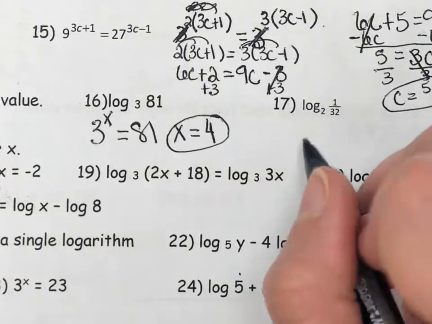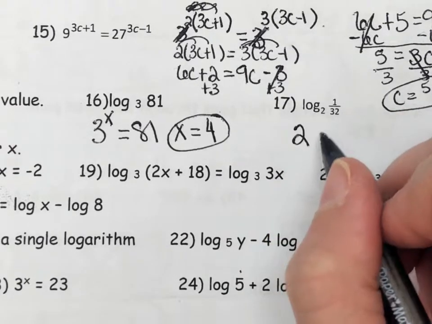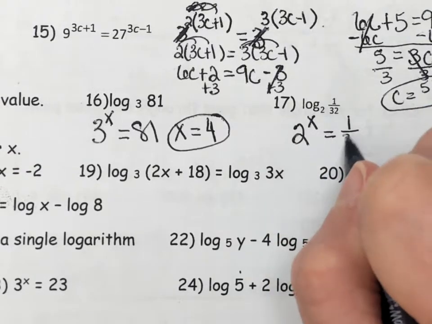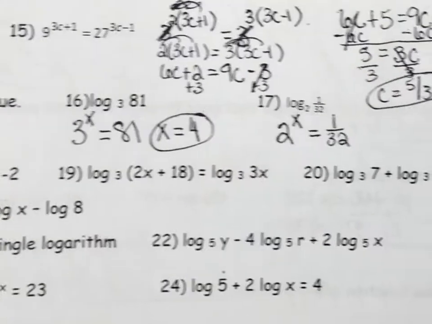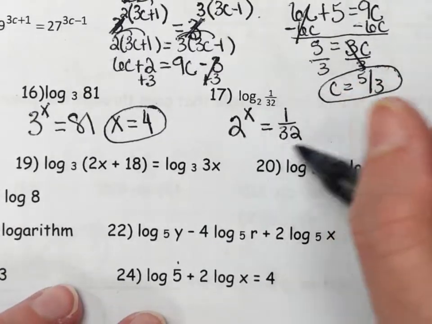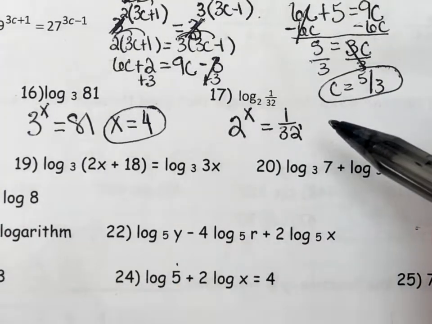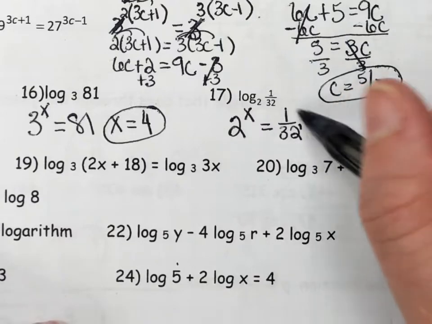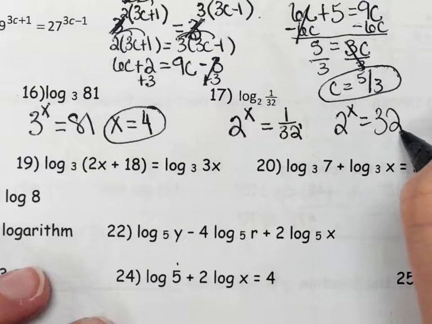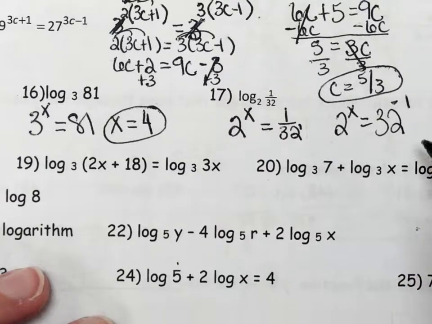Alright, 17. What's your base? 2. What's your power? Equals? There you go. Alright, but I want to make this 32 positive. I mean, I want to make it a regular number. So it has an exponent of 1. Where do I need to move it to change that exponent so I can make it a regular 32? And what would the exponent become when I flip it upside down? Negative 1. Very good.